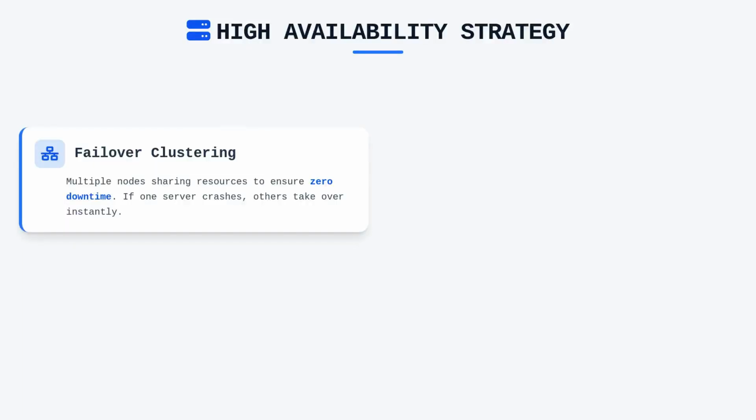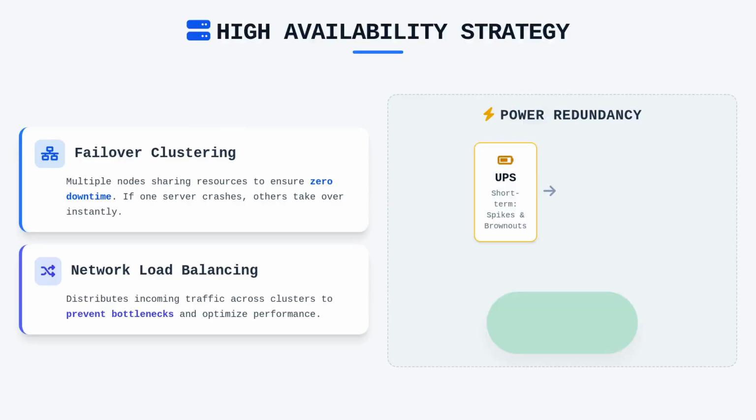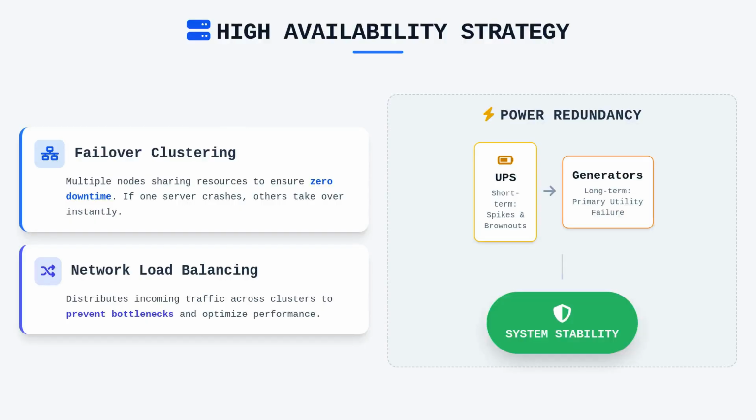High availability is achieved through clustering and load balancing, which allows services to remain accessible even when one component fails. Failover clustering allows multiple nodes to share resources, so if one server loses power or crashes, the others take over. Network load balancing, or NLB, distributes incoming traffic across a cluster of servers to ensure no single unit becomes a bottleneck. To support these systems, you need reliable power infrastructure such as uninterruptible power supplies for short-term protection against spikes and brownouts. Long-term power redundancy requires standby generators that can kick in if the primary utility source remains down for an extended period.